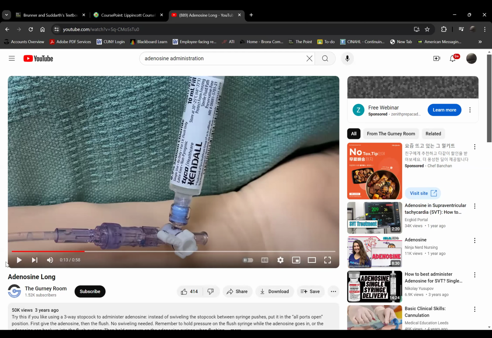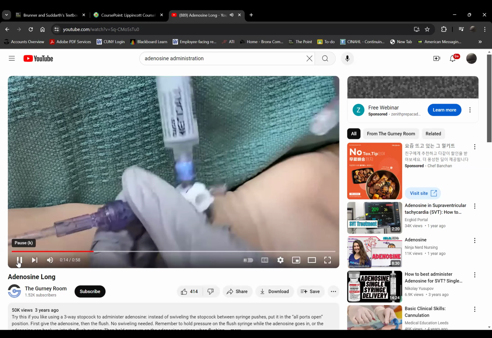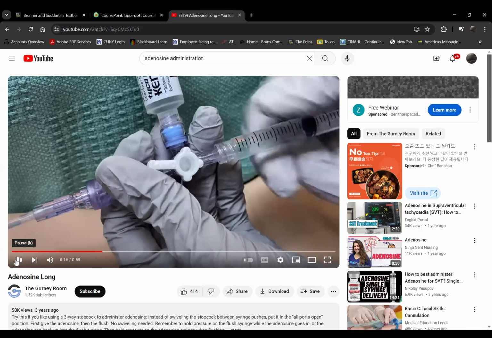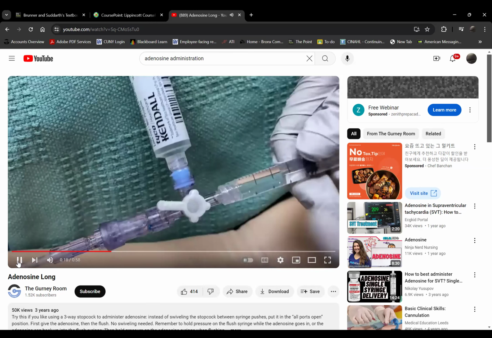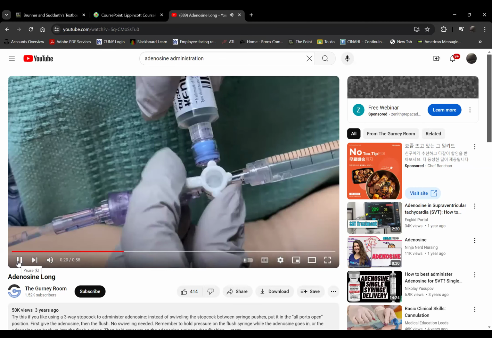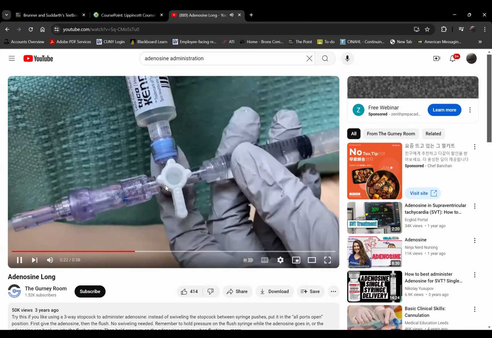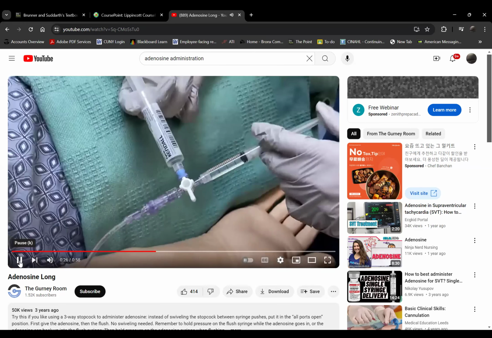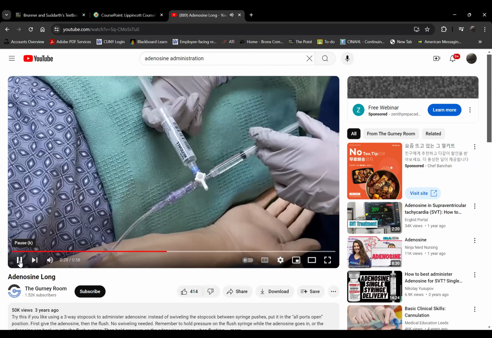So here's your flush, and here's the adenosine. So adenosine, flush, and the IV. All right, so watch what happens. We've got our adenosine and our flush. Let's turn this so that all ports are now open. All ports open. And when I push down, I'm going to keep pressure on the plungers so that it doesn't back up.